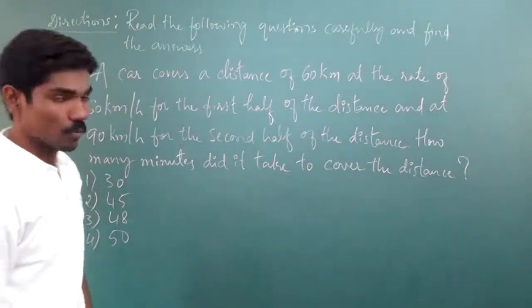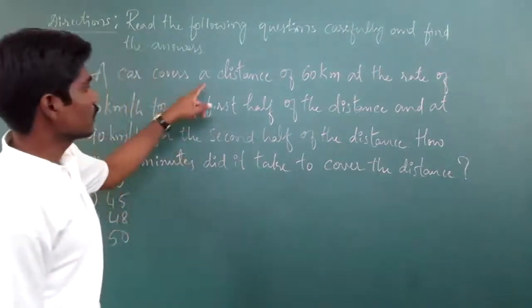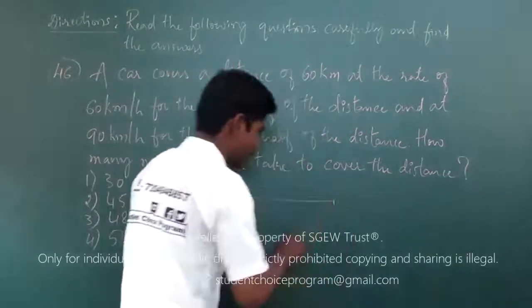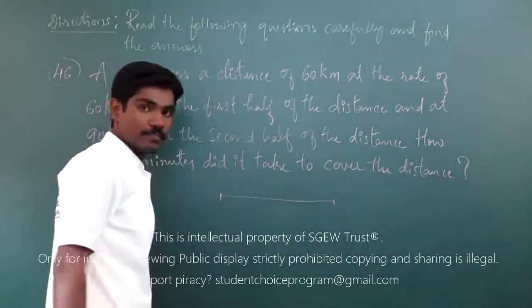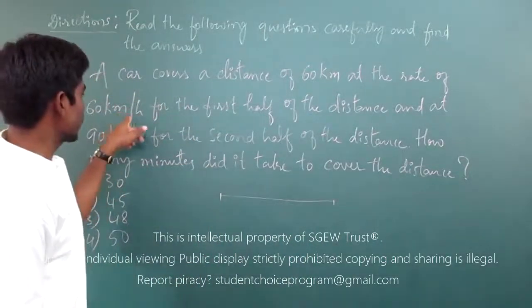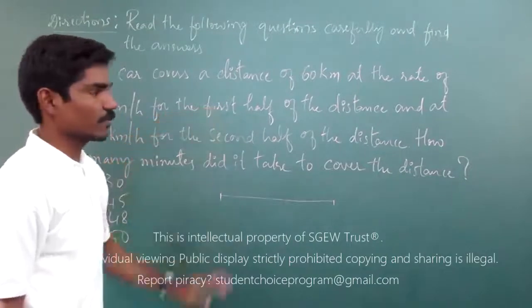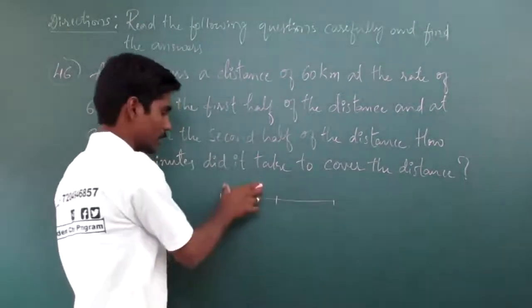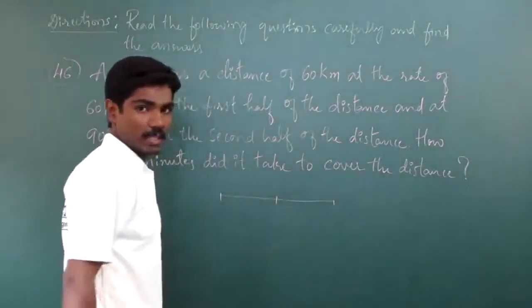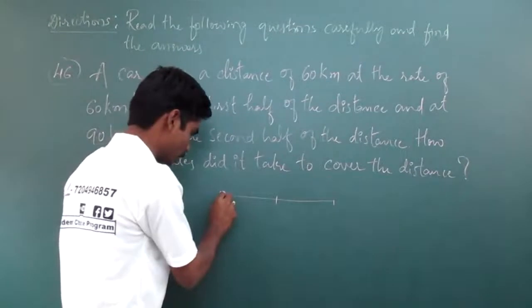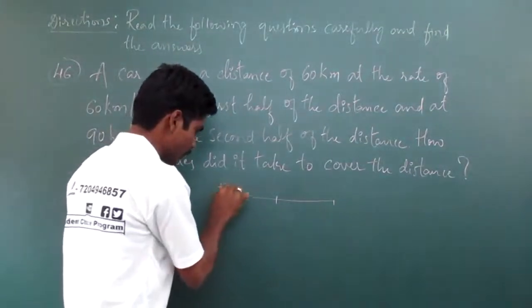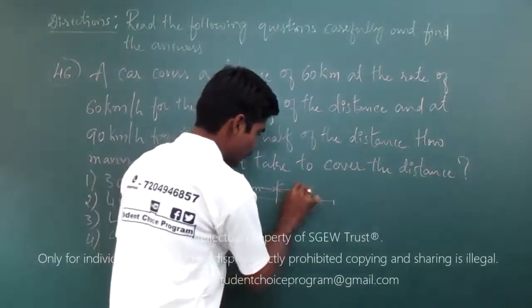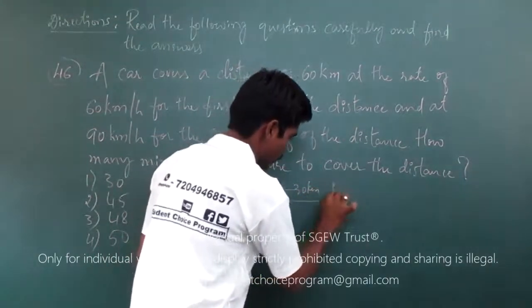Okay. See now, the car is covering 60 km. Let me consider that as 60 km, at the rate of 60 km per hour for the first half of the distance. Now let me divide the distance into two halves: 30 km, 30 km, total in all 60 km. From here to here it will be 30 km. Again from here to here it will be 30 km.